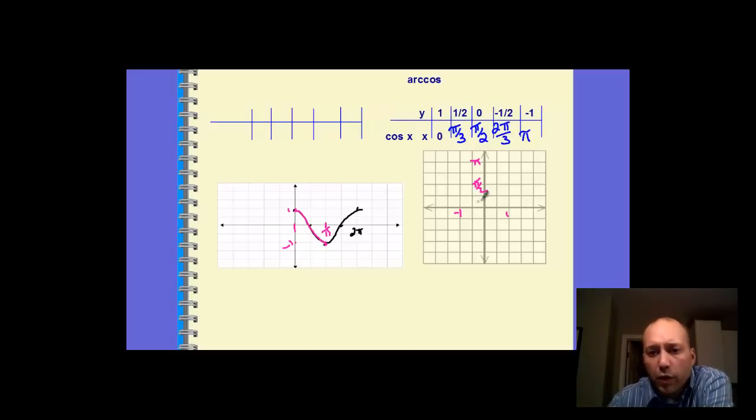I'm going to go by pi fourths. So really this is like our x-axis, this is our y-axis. So 1, 0, and then 1/2, pi thirds. And so pi thirds is going to be about here. Pi halves, 0, negative 1/2, 2 pi thirds, and then negative 1, pi. And so you still have that negative cubic type shape to it, and these are still endpoints, not arrows. And so that's the inverse.